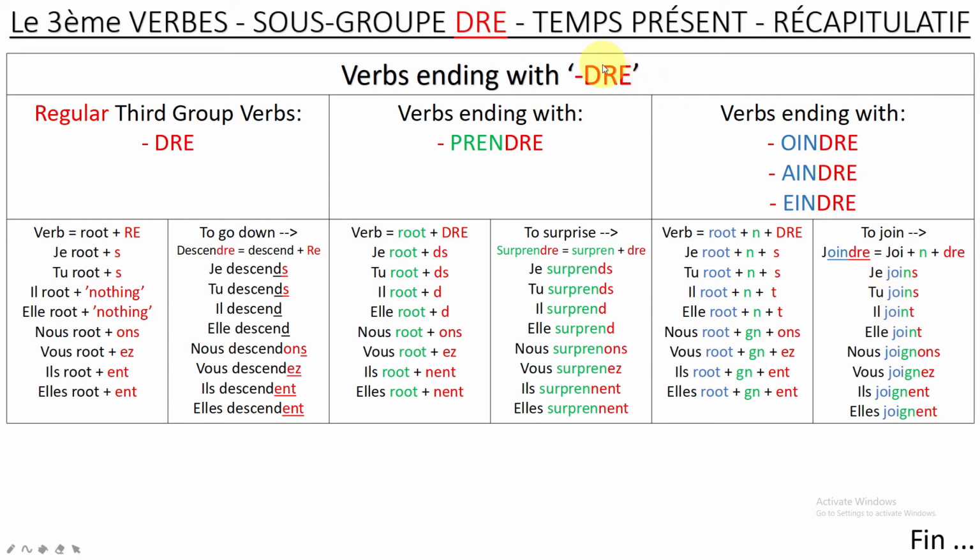Okay. So when a verb ends with diary, we have three possibilities. So you need to look at what comes before the diary. If you have OIN or AIN or EIN before the diary, then it goes in this subgroup. If instead we have PREN before the diary, then in this group. If you have nothing matching these two subgroups, then you put it in the regular third group. Okay, and please, you need to remember this conjugation. Okay, these are very important.